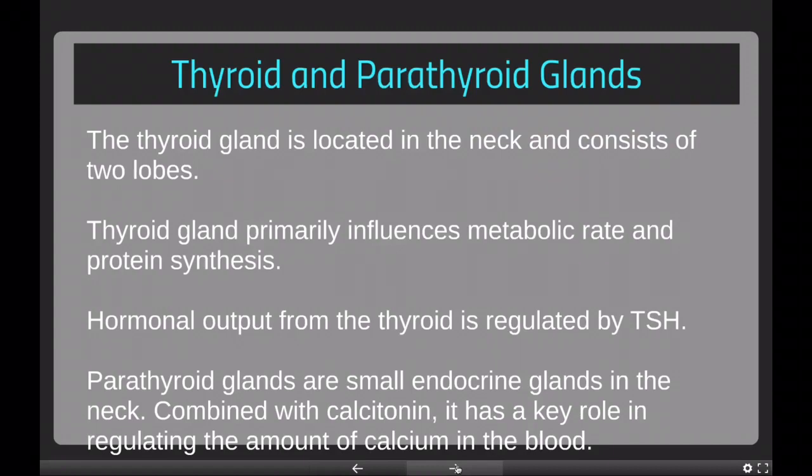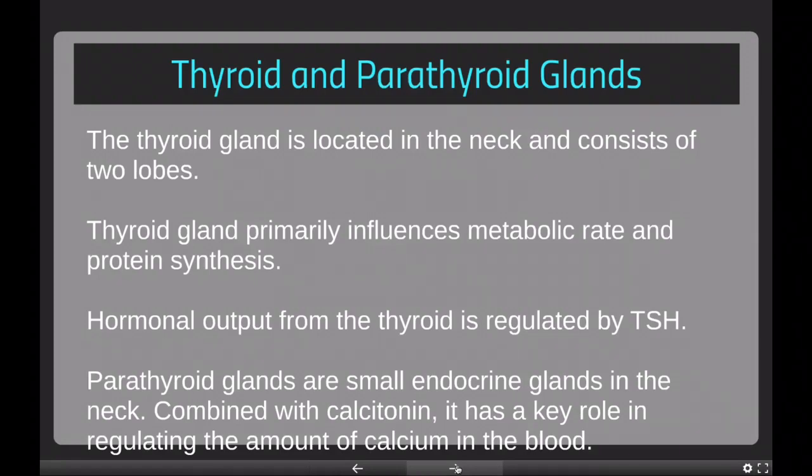Hormonal output from the thyroid is regulated by thyroid-stimulating hormone, TSH, secreted from the anterior pituitary gland, which itself is regulated by thyrotropin-releasing hormone, TRH, produced by the hypothalamus. The thyroid may be affected by several diseases. Hyperthyroidism occurs when the gland produces excessive amounts of thyroid hormones, the most common cause being Graves' disease, which is an autoimmune disorder.